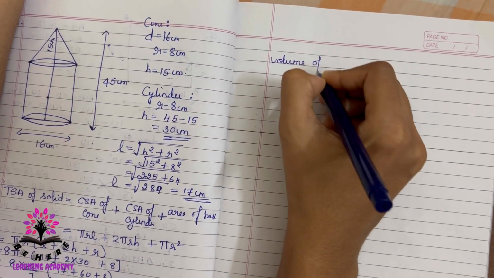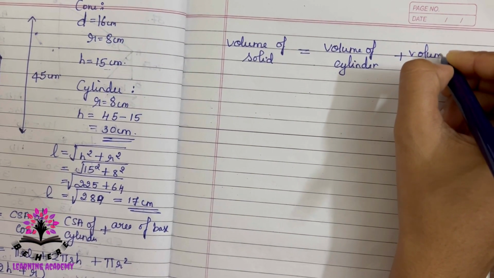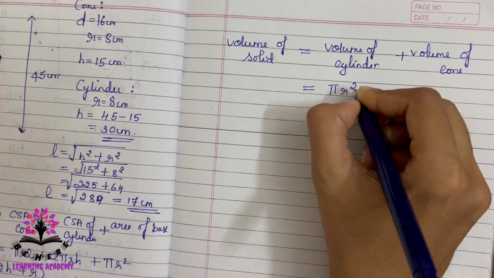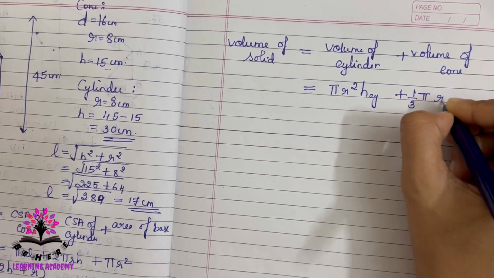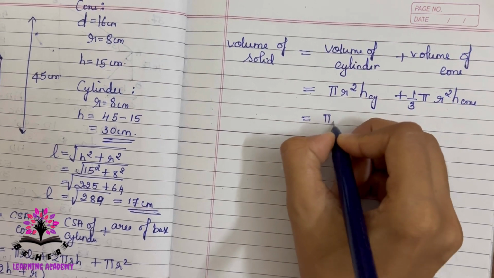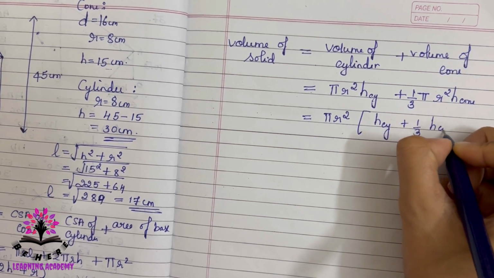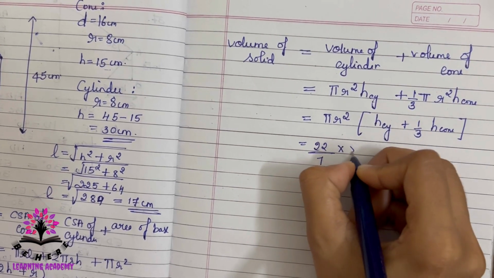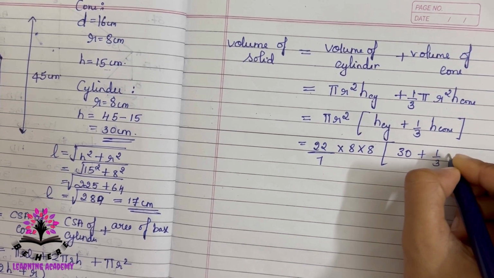Also asked to find out the volume. So volume of solid, there is a cone and there is a cylinder. So I will write the formula. This is pi r square h of cylinder plus 1 by 3 pi r square h of cone. So I mentioned here so that you have no confusion. Pi r square is common. Remaining is height of cylinder plus 1 by 3 height of cone. So let us substitute 22 by 7 into 8 into 8, height of the cylinder 30 plus 1 by 3 into 15.